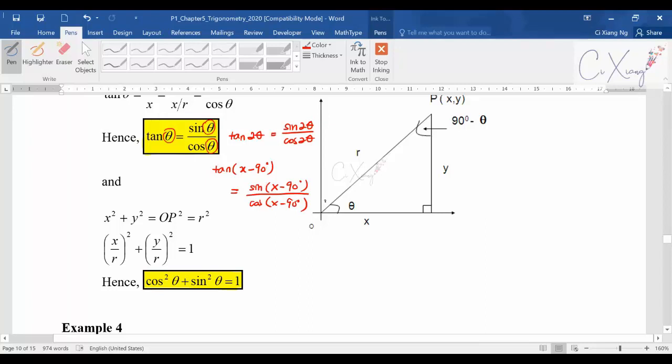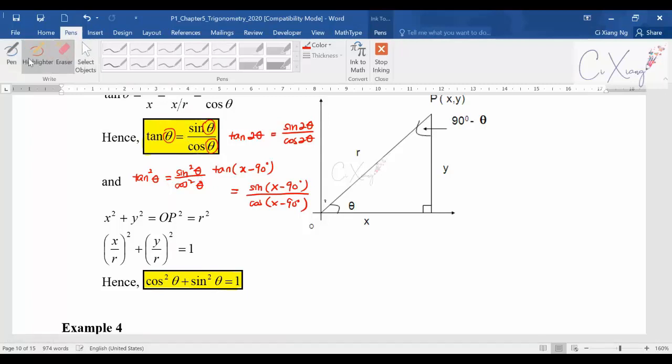Then what else do we have here? Maybe they have tangent square. When they square the tangent, you can rewrite it as sine square theta divided by cos square theta. So this is how you can apply the simple identity like this. You can change the angle itself, or you can square both sides together, for this identity.